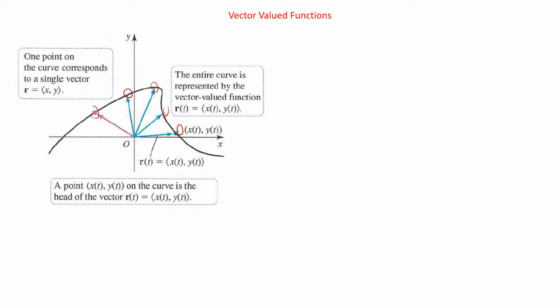So one point is a single vector, r equals just x, y. One point on the curve. For all of the points, we'd get a function of x and a function of y. So r of t would equal x of t, comma, y of t. And so x is changing and y is changing. How are they changing? They could be changing in a way that makes sense as a combination. They could be changing in a way that does not make much sense as a combination.